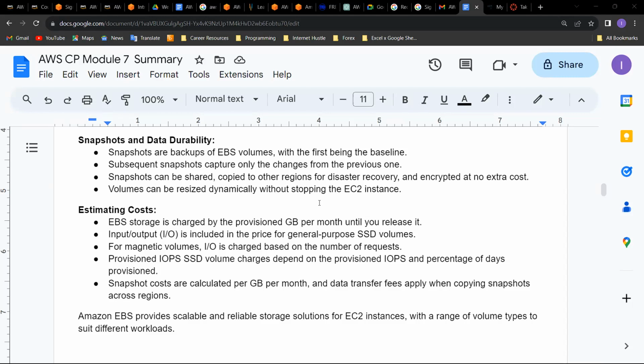So you know that the EBS volumes have types, right? There is a general purpose, there is, is it compute or memory optimized SSD volume. So there are different types of volumes, but for a general purpose volume, the input and output procedures are also included in the pricing. And then for magnetic volumes, you are charged based on the number of requests that you make to the volume.